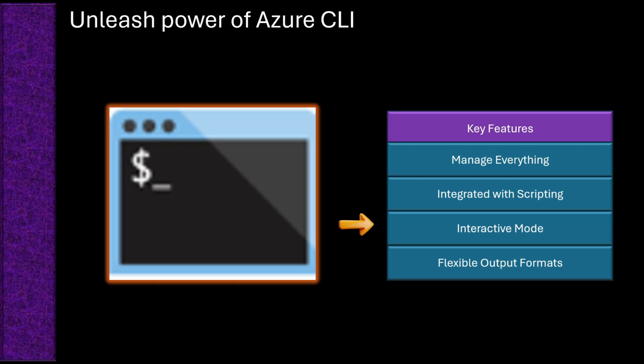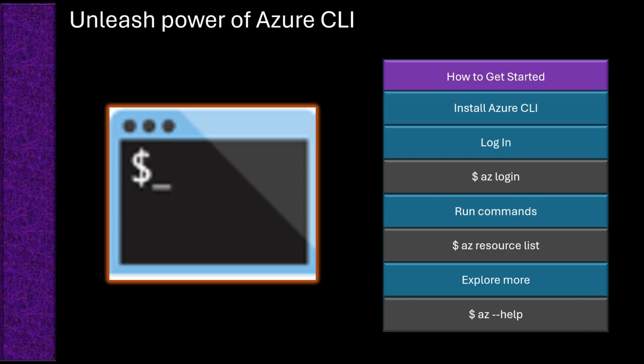Azure CLI also provides interactive mode. If you are unsure about a command, the interactive mode will help you with suggestions and explanations. And it does support flexible output formats as well. It means you can get your results in plain text, JSON, which is great for developers, or in tables for easy readability.